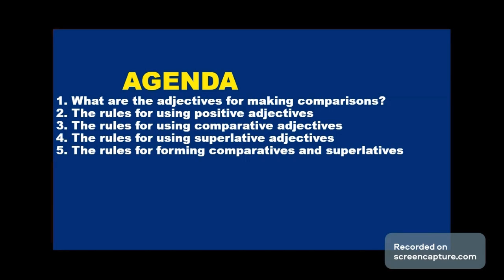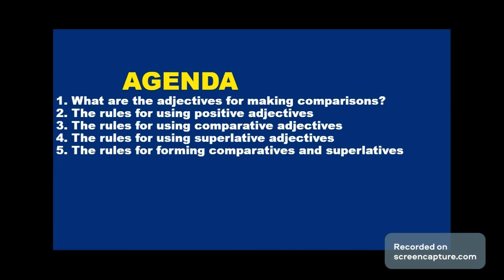First, a quick look at the agenda for today's lesson. We have 5 items on our agenda. Number 1, what are the adjectives for making comparisons? 2, the rules for using positive adjectives. 3, the rules for using comparative adjectives. 4, the rules for using superlative adjectives. And 5, the rules for forming comparative and superlative adjectives, or you call them comparatives and superlatives.